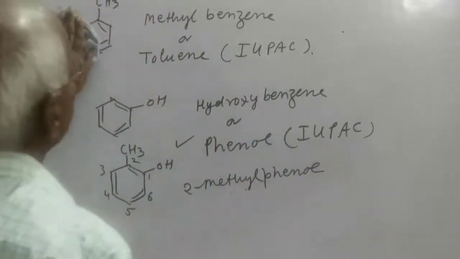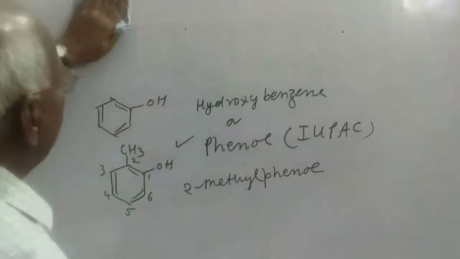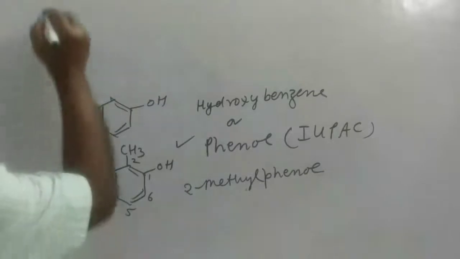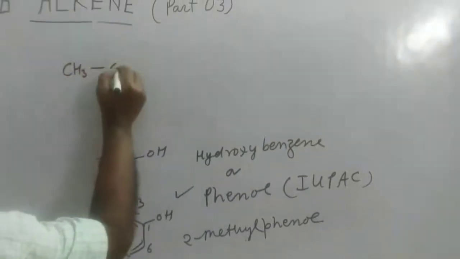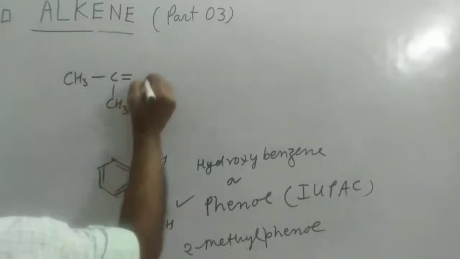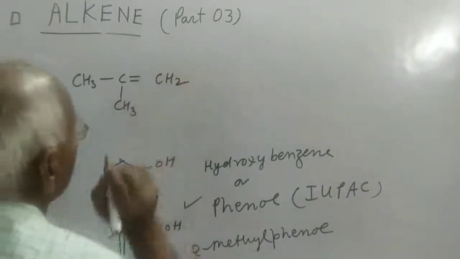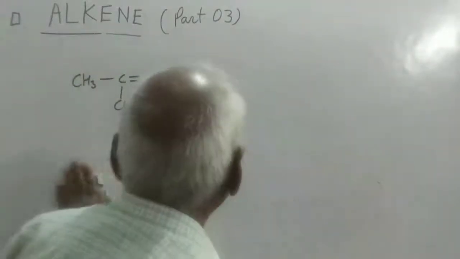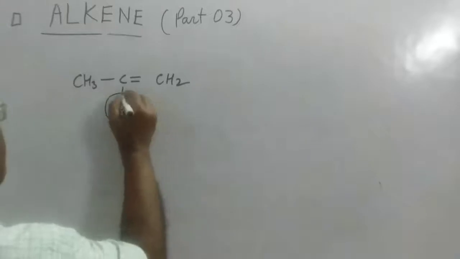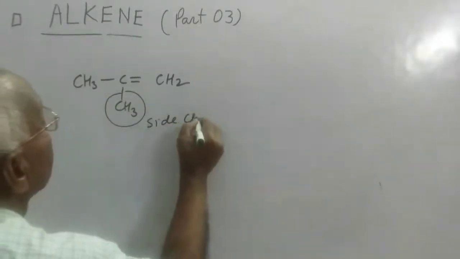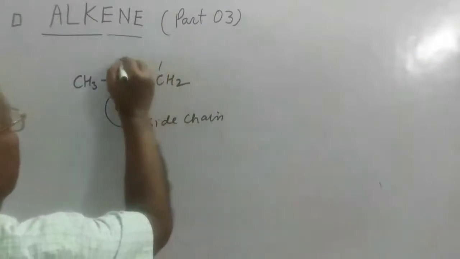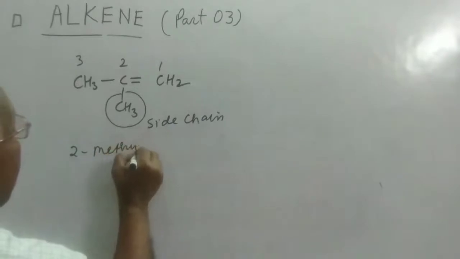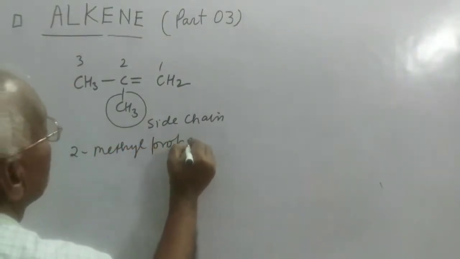So these are the additional examples for the sake of the students' interest. Now I am coming to the main line. Say it is CH3, double bond CH3. This is CH2. This simple alkene contains a side chain. This is the side chain. Number is allotted like this. So it is 2-methyl propene.